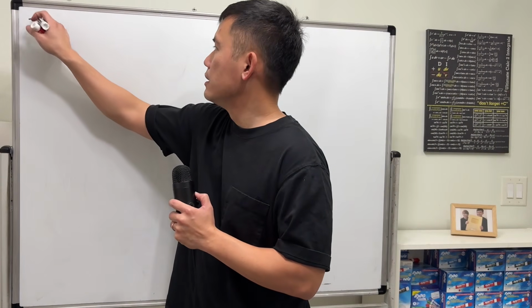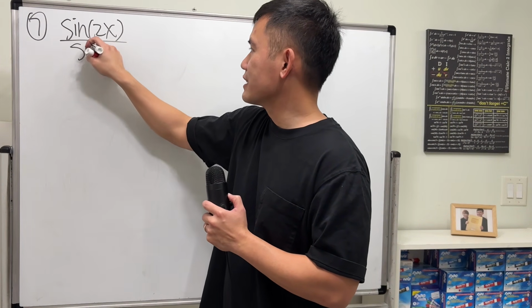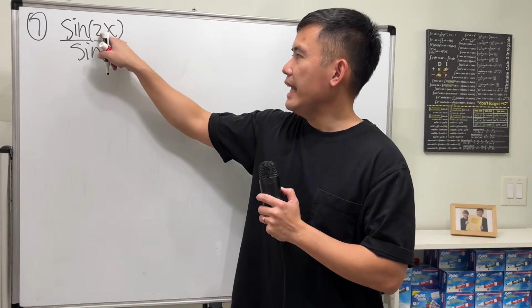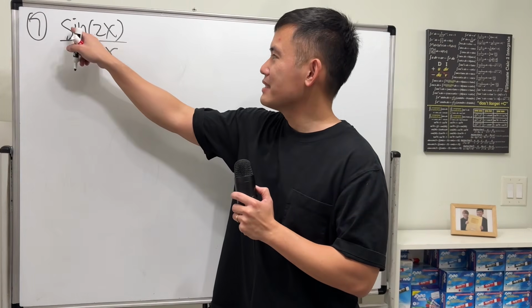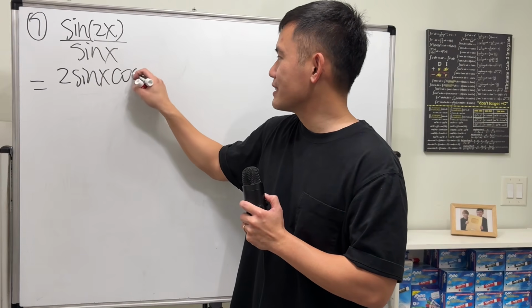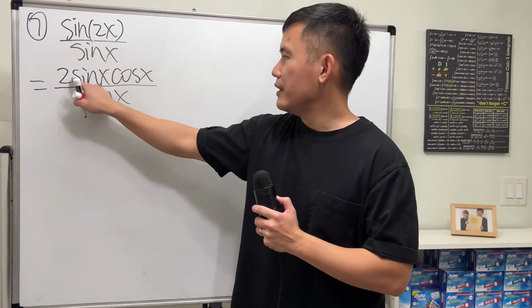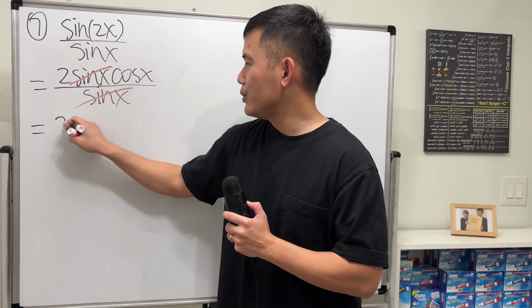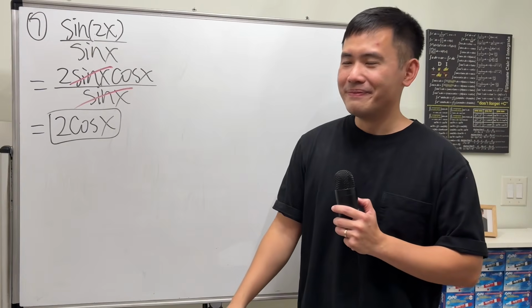Number 7, sine of 2x over sine of x. Now, the biggest problem with this right here is that the angles are different, but this is going to be an easy fix. Because sine of 2x, that is just 2 sine x times cosine x. And the bottom stays the same. Now, they're just multiplying on the top, so we can cancel out the sine x. And we just get 2 cosine x. And then we're done. That's the integral ready form.